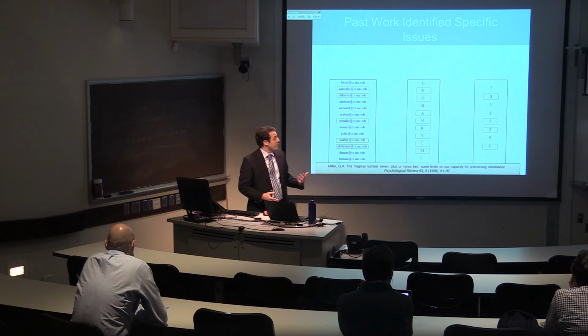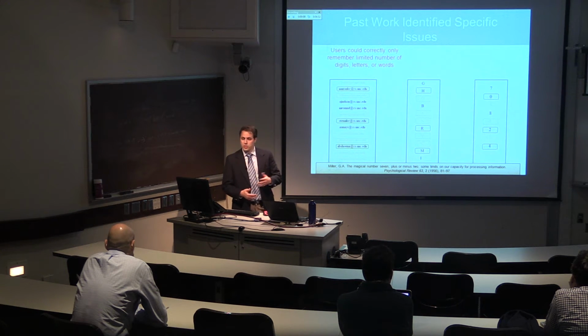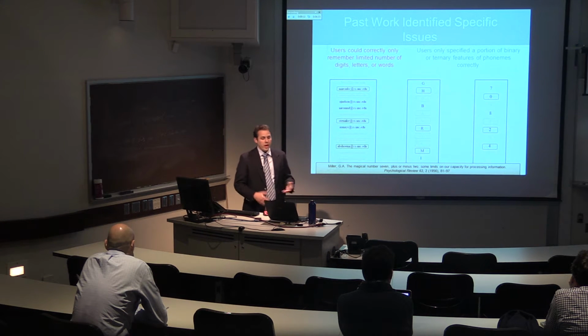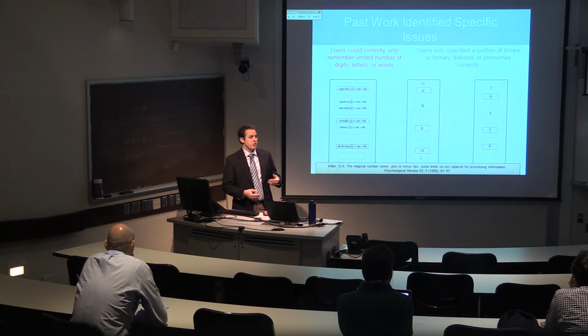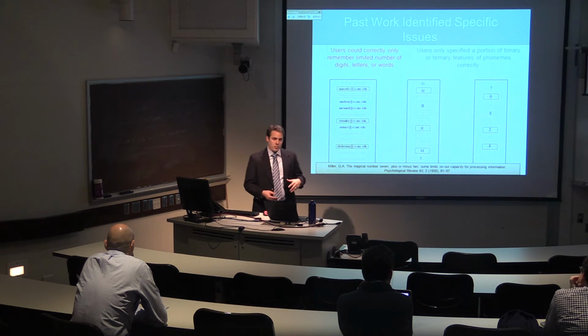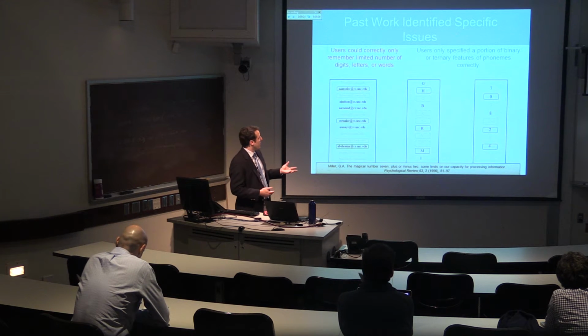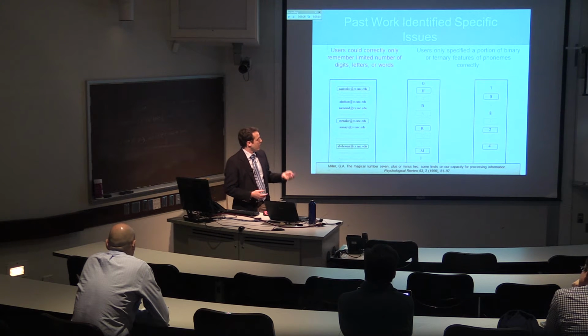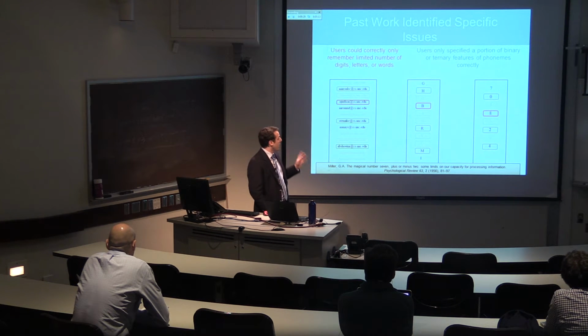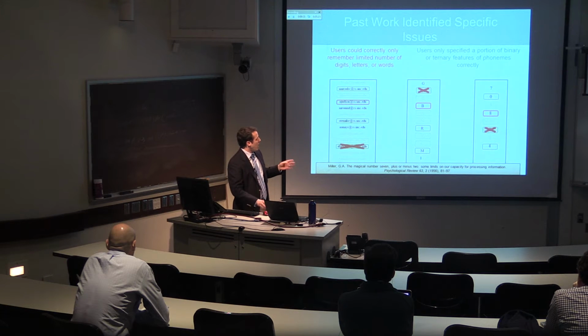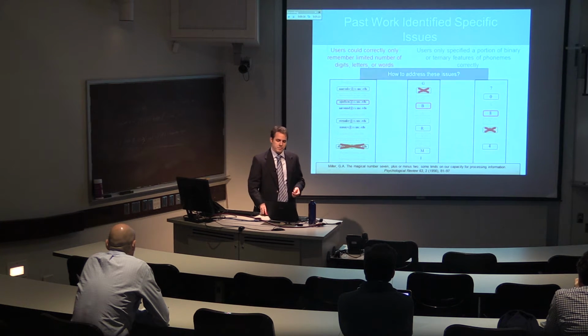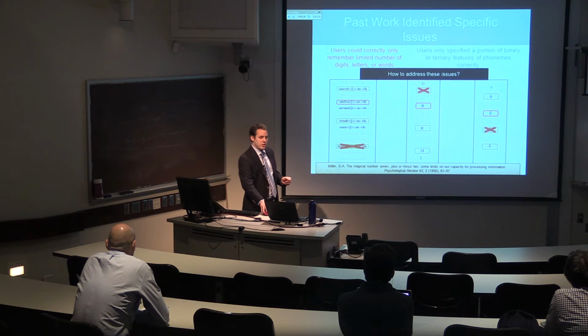Past work has identified specific issues in this general problem, namely that users could only correctly remember a limited number of digits, letters, or words, or users could only specify a portion of known binary or ternary features of phonemes correctly. If we apply this to our problem, where we treat whether to include an item or not as a binary feature, it's likely that users will not correctly specify those binary features, where they may not include some things they should, and include some things they should not. So the next question is how to address these issues.